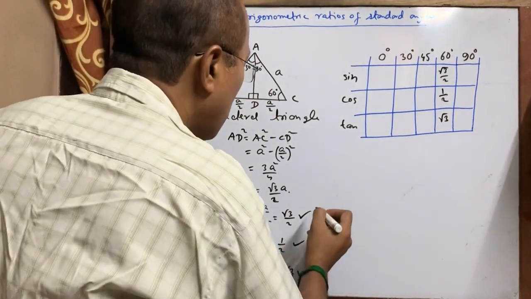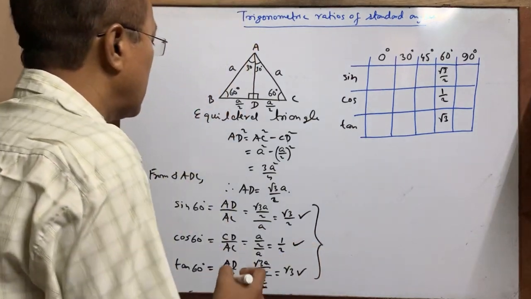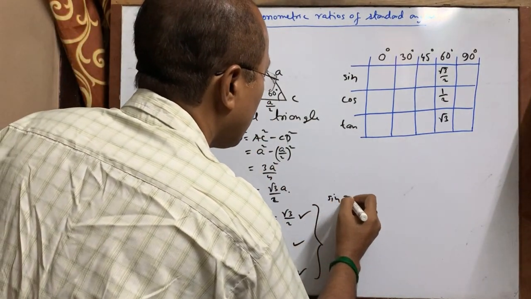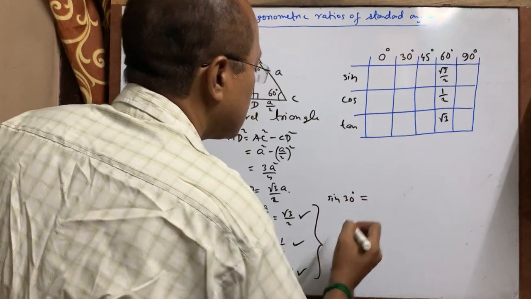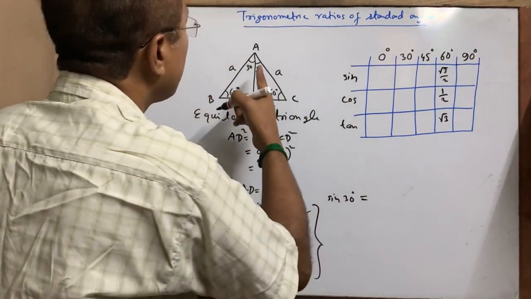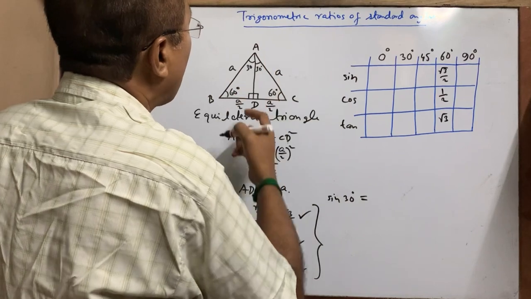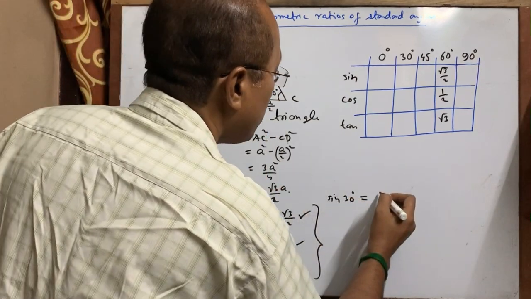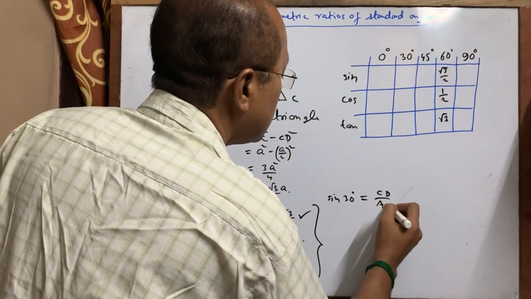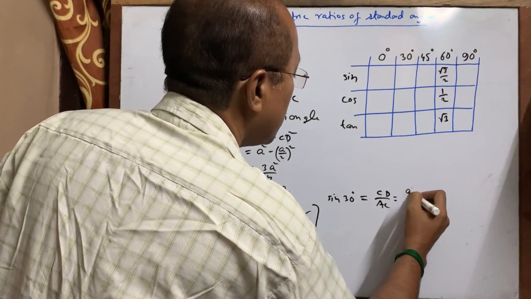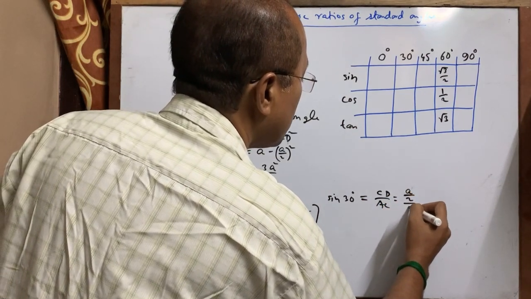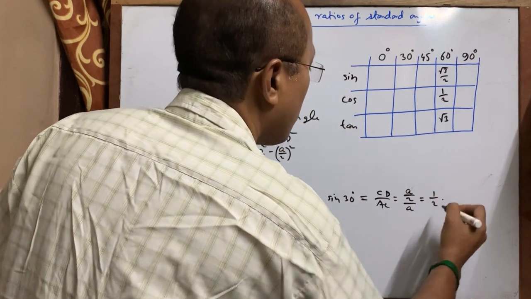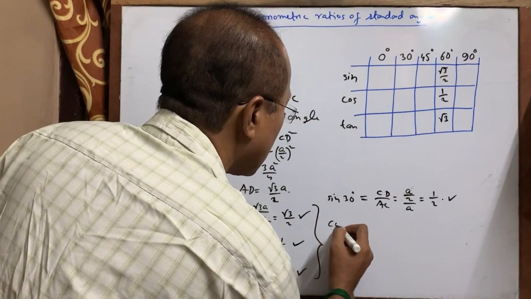Similarly, we can find sin 30. Sin 30 means, from triangle ADC, perpendicular by hypotenuse, that is it would be CD by AC, that is a by 2 by a, that is half.